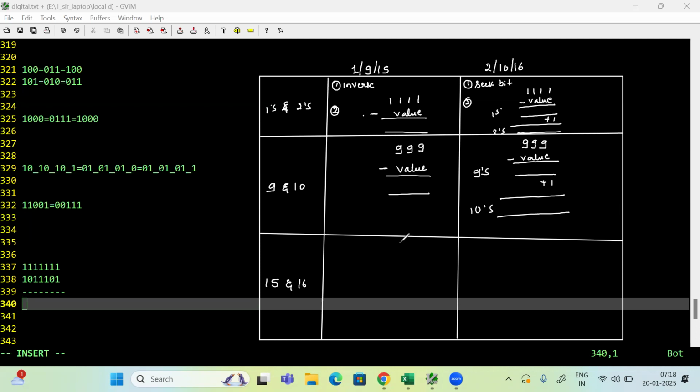You need to subtract by what value? You will get what? It's 15's complement. 16's complement means do not subtract by 16. Subtract by what? 15 plus 1. Minus value can I write? The 15's complement plus 1 is what?